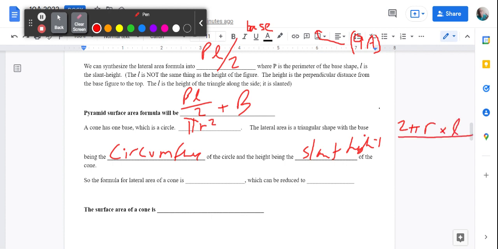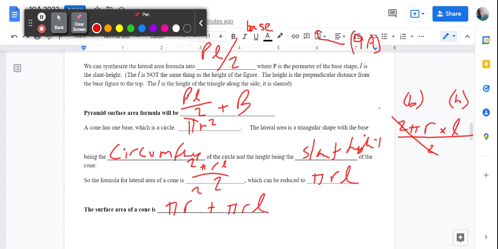Times the slant height. So this is sort of like our base of a triangle, and this is sort of our height of the triangle. Divided by 2, those things go away. So the lateral area of a cone is 2 pi rl over 2, which becomes pi rl. So the surface area for a cone is the base, which is a circle, pi r squared, plus our lateral area, which is a triangle, pi times radius times the slant height.